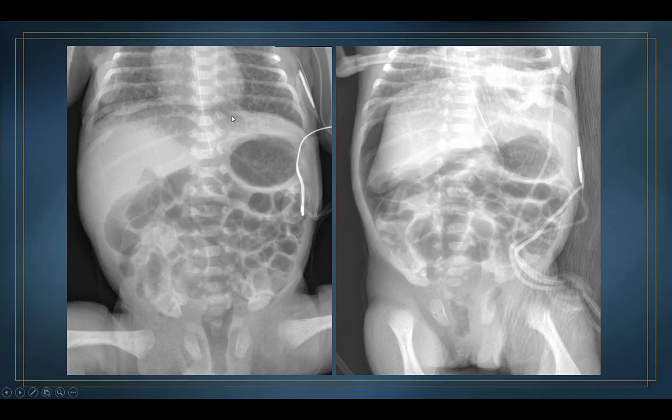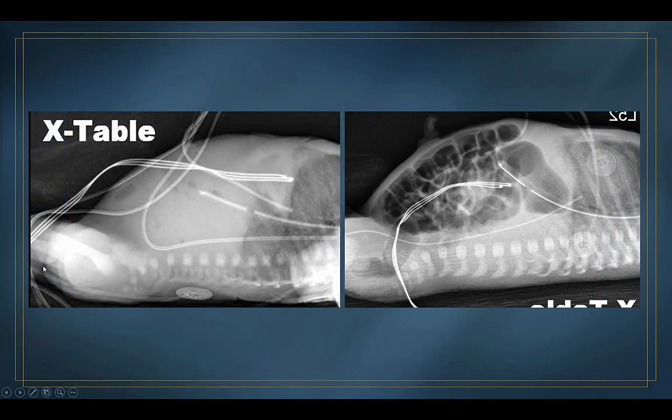And I'll show you a cross-table lateral view that will explain why that's true. He probably has a Rigler double wall sign in multiple areas. You can certainly see it on the decubitus. Okay, these are two different patients, cross-table lateral views.